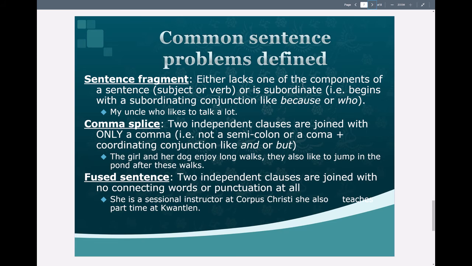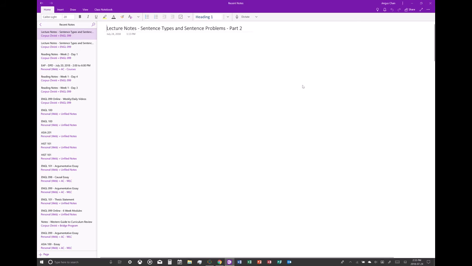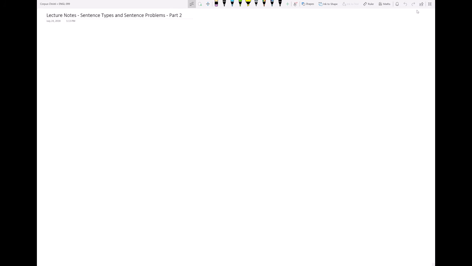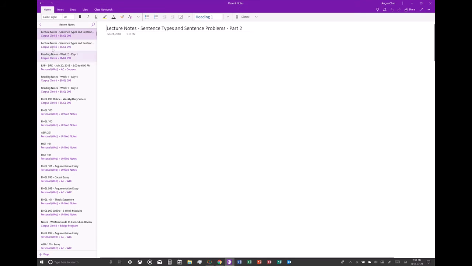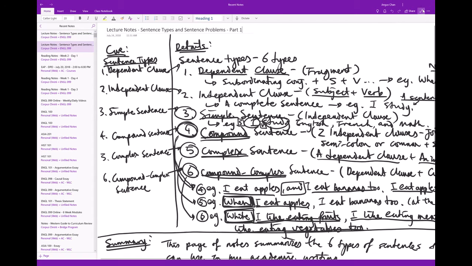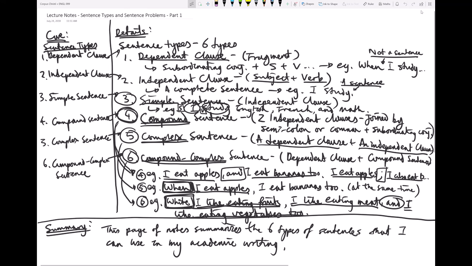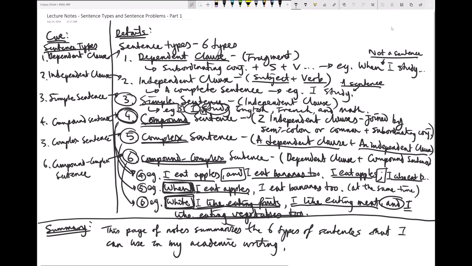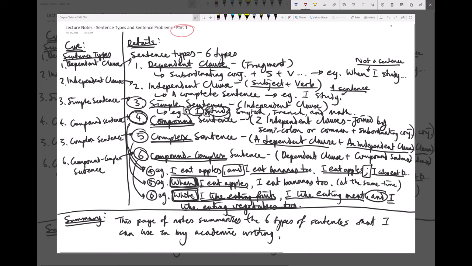And here, while we're looking at the slides, we can try using the Cornell notes again. So this time, if you remember, our last set of notes is on part 1. Part 1. And this is all about sentence types, the 6 types. Okay, so we didn't have time to go through part 2, and we're using a separate video to cover part 2, sentence problems. So we're going to do that now.